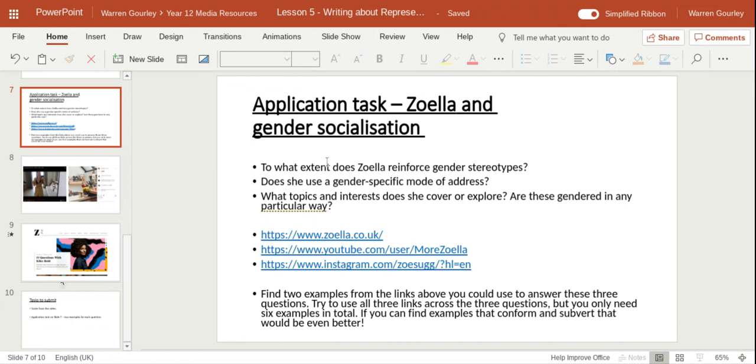So for this first question, for example, to what extent does Zoella reinforce gender stereotypes? Can you find an example from one of these 3 links which shows that she does? And can you find an example which shows that actually she challenges some of those stereotypes as well. So you're looking for 2 clear examples from each one of these 3 to answer each one of these 3 bullet points, and you should find your examples from these 3. If you can get at least 1 example from each of these 3, that would be wonderful, rather than just getting 6 from the website or 6 from a YouTube video, because the wider range of examples you've got, the better. So you're looking for 6 examples, 2 for each of these 3 questions, and you should get all of your examples from these links.